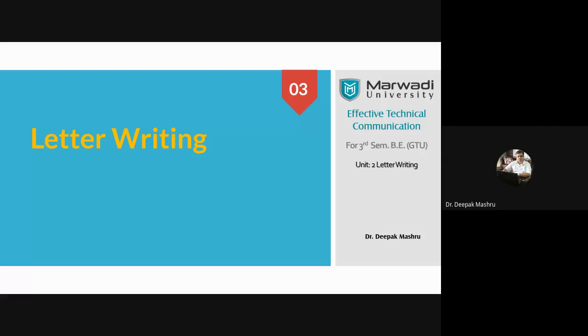So letter writing is the next lab we will talk about. We have touched upon two topics of lab activities, book review and role plays. In this lab session, we'll talk about letter writing, specifically formal letter writing and business letter writing. The remaining part of unit two, that is report writing, proposal writing, technical description, will be taken care of in the classroom session.